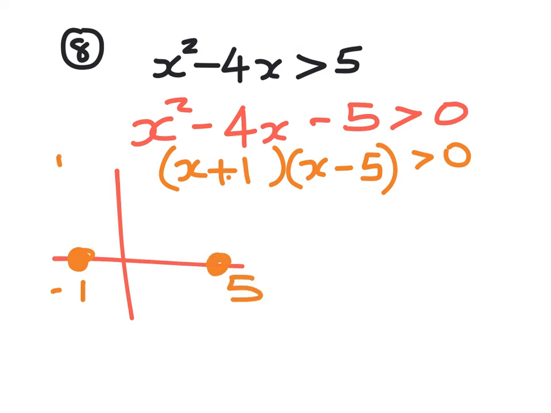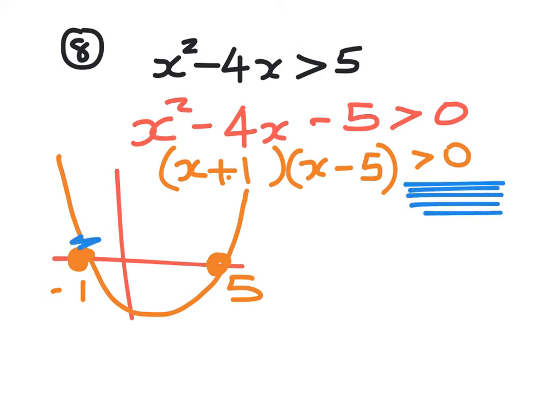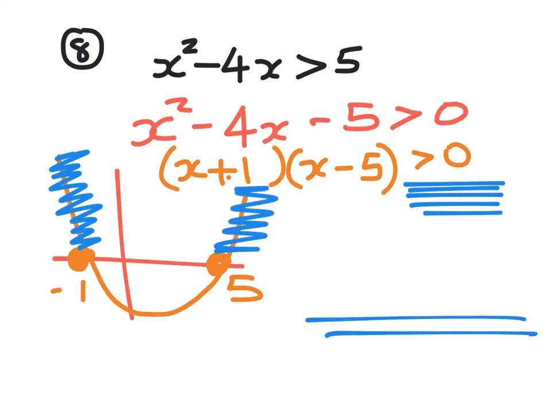It's a happy graph, looks like that. And we're looking for the places where it's bigger than 0. So we're looking for this place, we're looking for this place. And I'll leave you to write down that as an answer. Okay, hopefully that helps a wee bit.